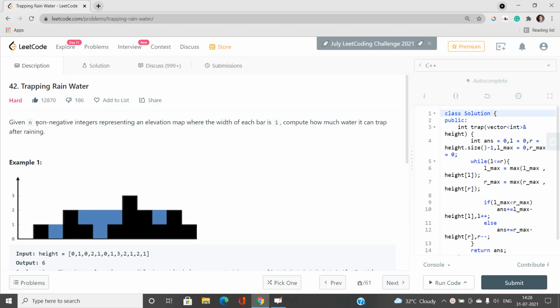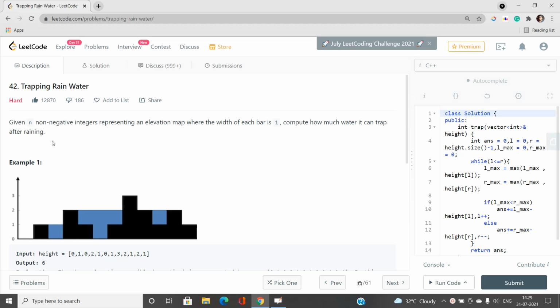Given non-negative integers representing an elevation map, where the width of each bar is 1, we have to compute how much water it can trap after raining. The term raining means an infinite amount of water that we are going to pour over all the bars. Consider this a heavy rainfall, and we have some walls placed over each x coordinate. After the heavy rainfall you are going to determine how much water is going to be trapped between these walls.